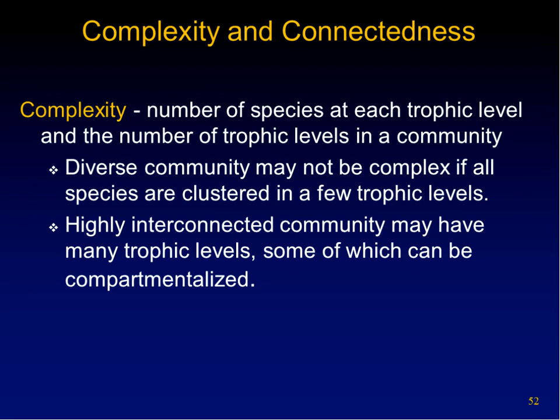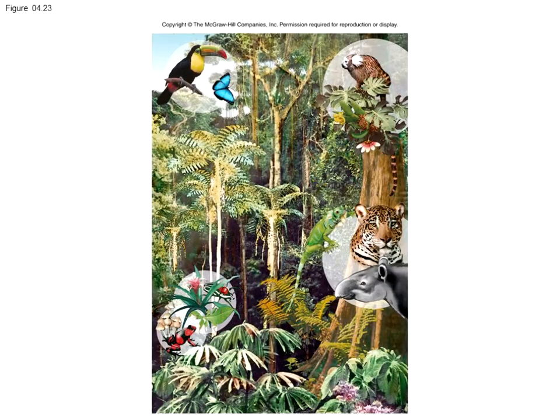So I think you've gotten the point in the couple of chapters is there's an enormous amount of complexity in nature. Complexity is the number of species at each trophic level in the feeding relationships and the number of trophic levels in a community. So diverse communities may not be complex if all species are clustered at just a few trophic levels. So a highly interconnected community may have many trophic levels. This complexity is also important.